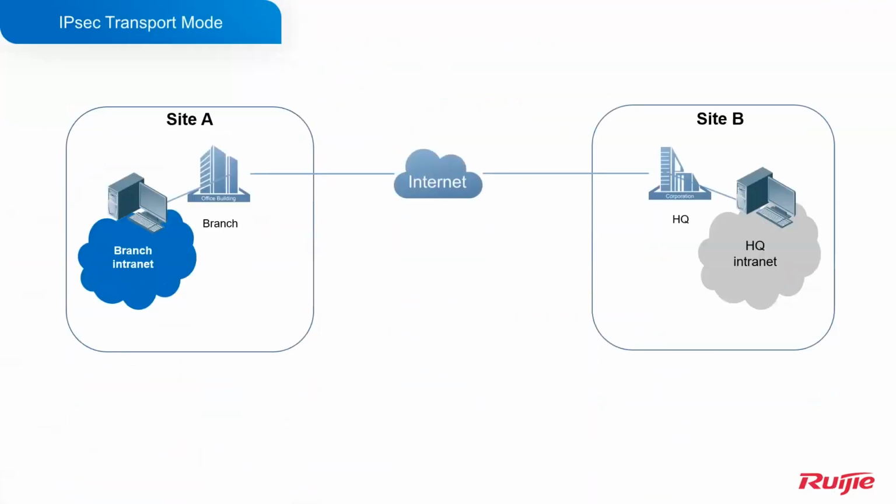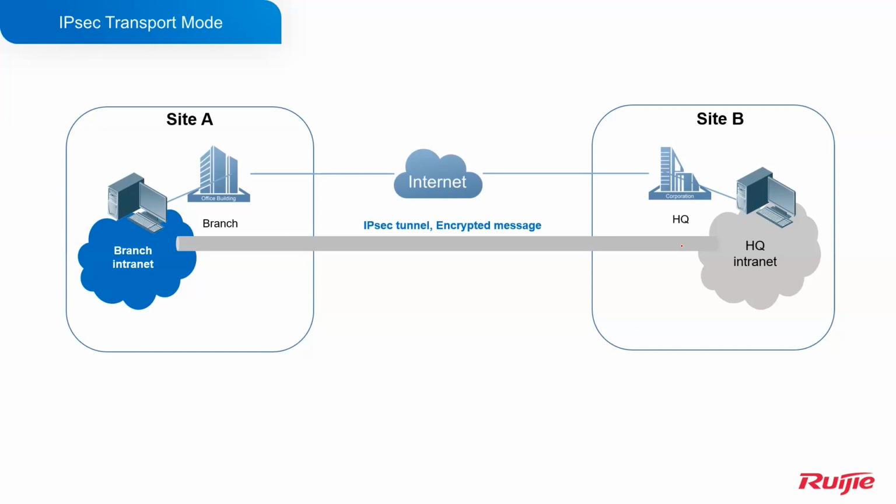So first, let's see the transport mode. For example, now we have site A and site B. Site A maybe belongs to the branch and site B belongs to the headquarters. Between them, there is the internet. If you want to use transport mode, that means we also need to deploy IPSec, but the IPSec will be established directly in the terminal, right? It establishes the IPSec tunnel, and then we can encrypt the message. So the message will be directly forwarded between these two terminals.